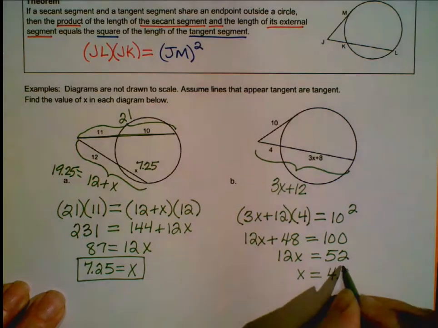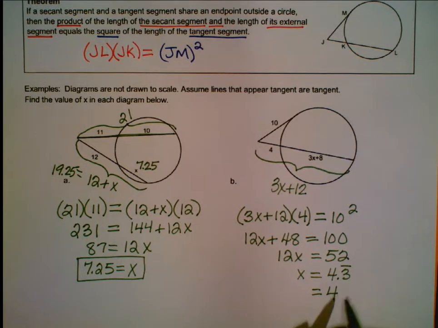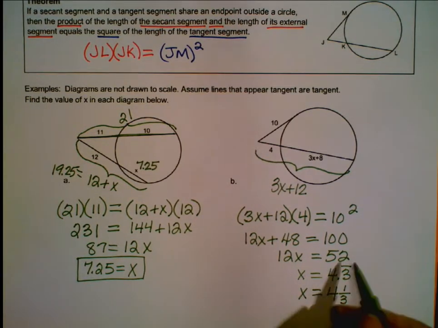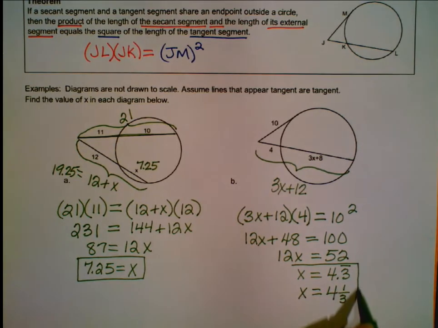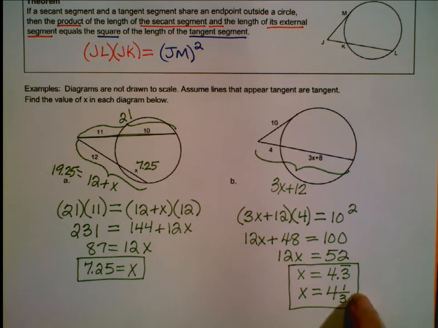Now, in terms of that answer, you may either leave it as 4.3 repeating. If the problem asks you to round, go ahead and do that. You could also, if you recognize 0.3 repeating as the fractional equivalent of 1/3, leave it that way. Either one of those is fine. We could do it improper and leave it as 13/3 as well. So either of these two answers would be acceptable.